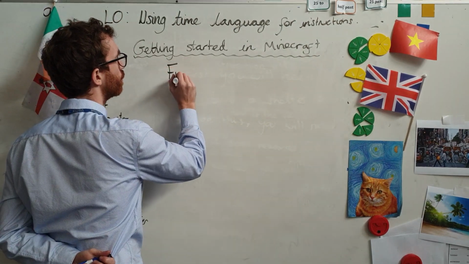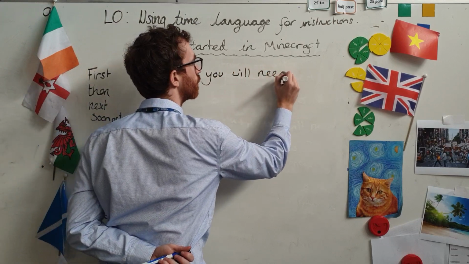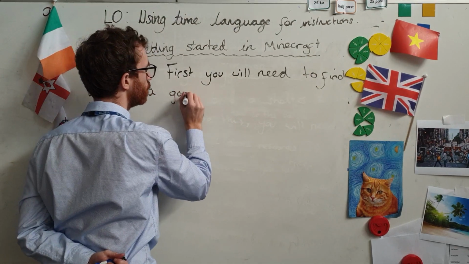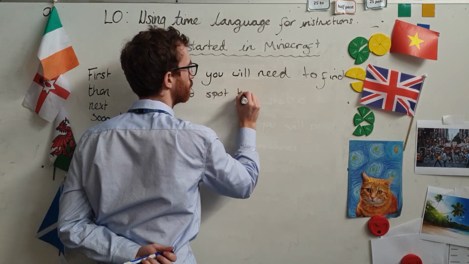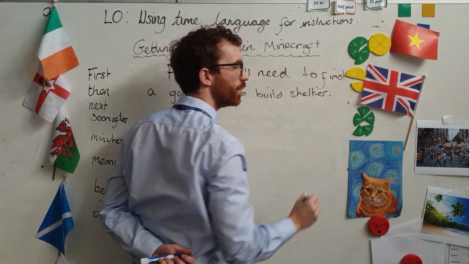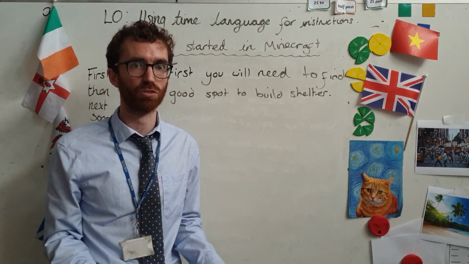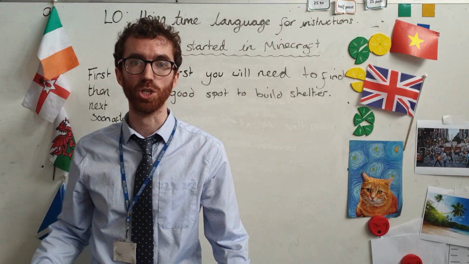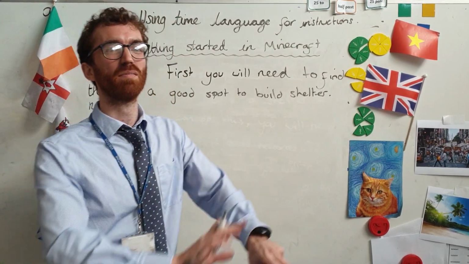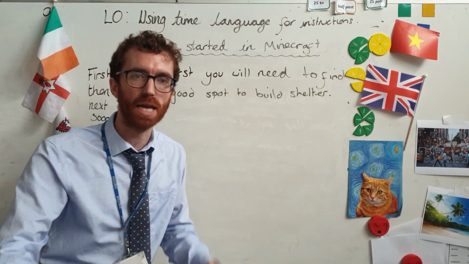So, first, you will need to find a good spot to build shelter. Now I know a lot of you who do play Minecraft are screaming out and saying you can't just build a shelter, you don't just have magic blocks. You're going to need to get the blocks, you're going to need to chop down the wood, you're going to need to make the tools to chop down the wood. Well, I'm going to get to that. What I'm doing to start with though is I'm stating my general first intention. Then what I'm going to do is further break down the steps to get to that point.